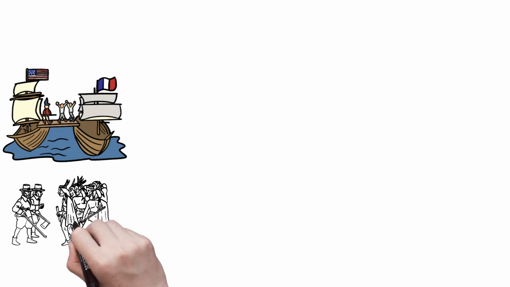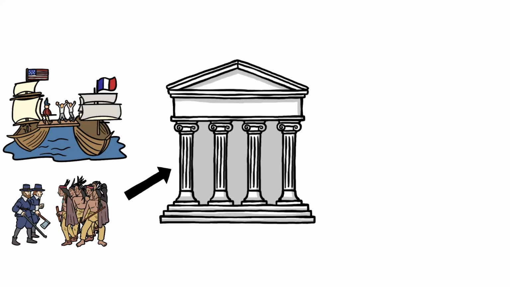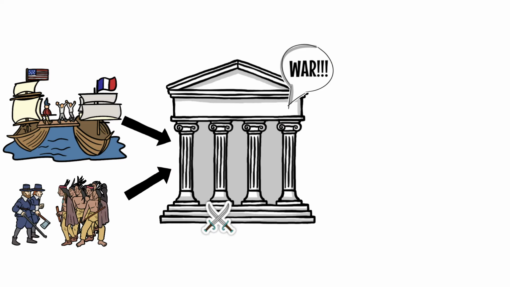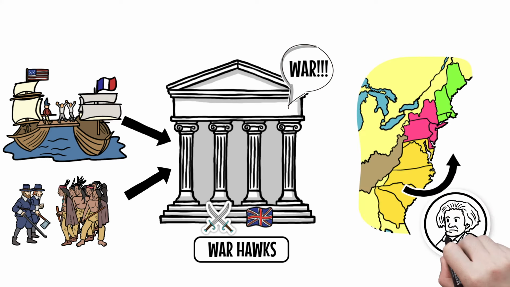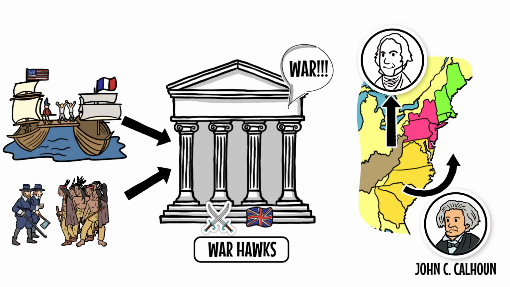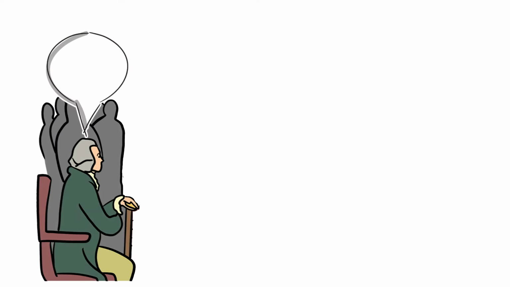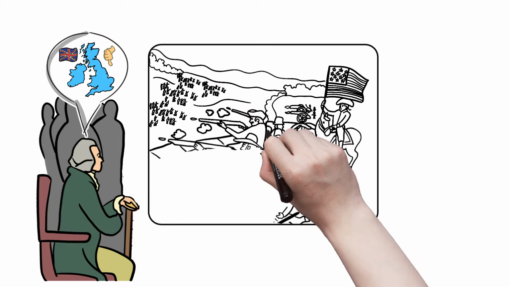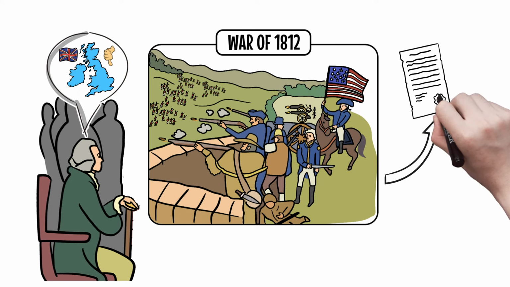War did eventually come, but against Britain, not France. After years of impressment and British intervention on behalf of the Native Americans, many members of Congress pushed for war. They were known as the War Hawks and were led by John C. Calhoun from the South and Henry Clay from the West. Most Federalists opposed going to war for fear of alienating the British. But Congress sided with the War Hawks, and another war with Britain, the War of 1812, began.